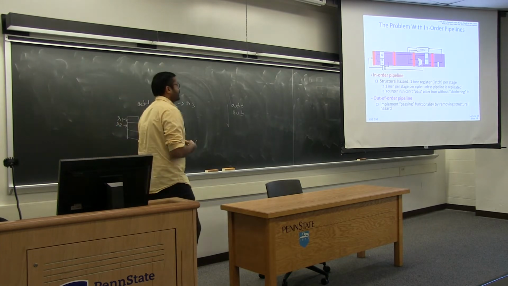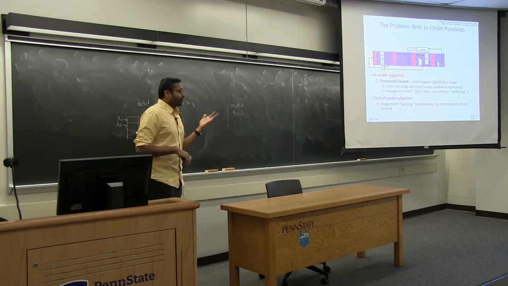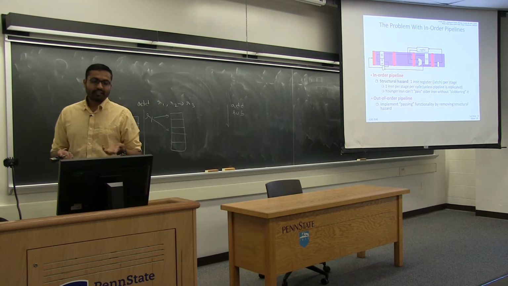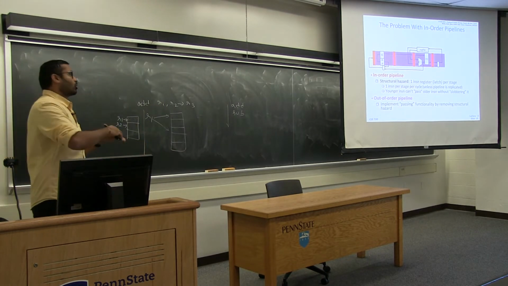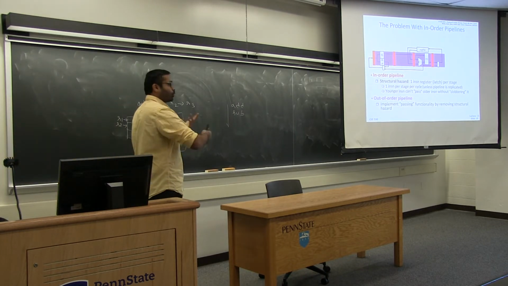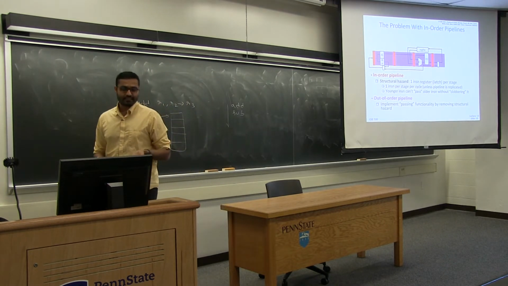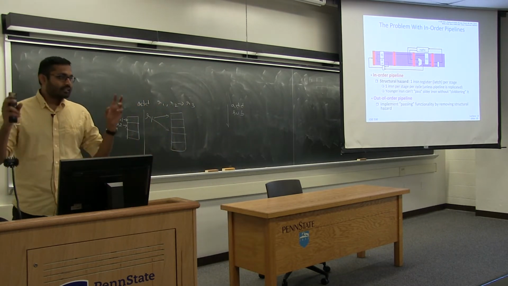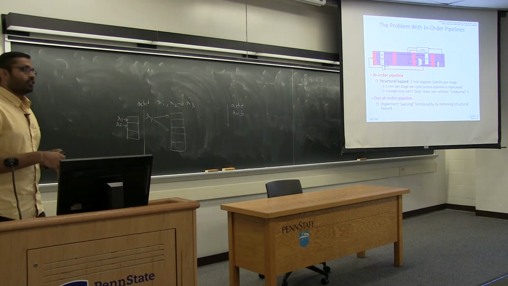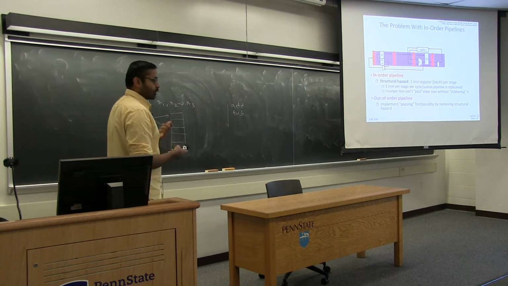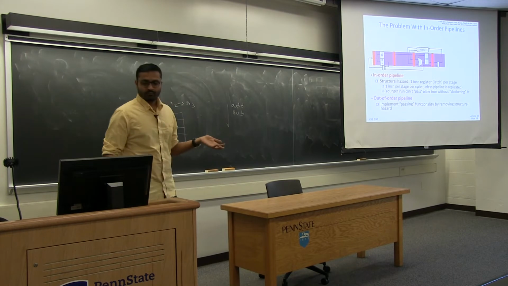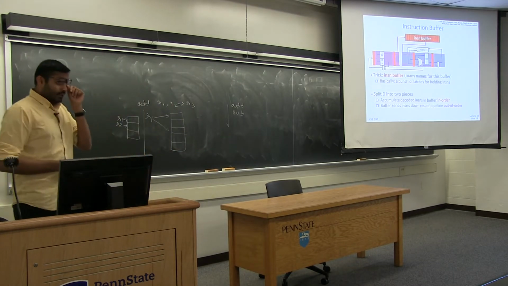So we have the in-order pipeline, and the main problem with this in-order pipeline is that younger instructions cannot pass or overtake older instructions when they are being executed. That's why we have all these unnecessary stalls. We want to implement this passing mechanism in hardware so that we can execute instructions out of order and get better performance. And the way to do that, yeah.